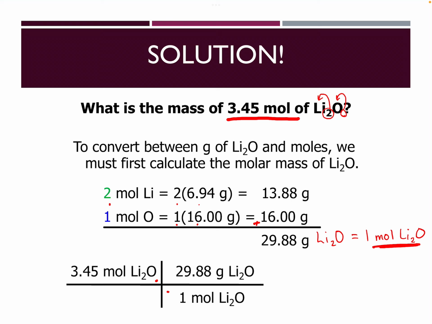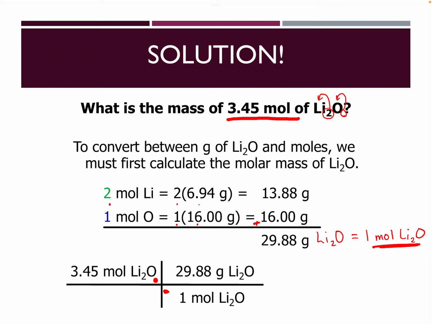Remember, the way you're going to know which one goes on the top or bottom is to make sure your units cancel. The reason that it went on the bottom, right, 1 mole went on the bottom here, is that moles had to cancel moles. And in the previous problem, we started with grams, so that's why this was flipped upside down. So just keep an eye on that when you're trying to set up these train tracks.